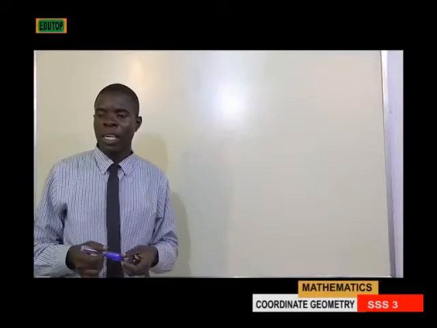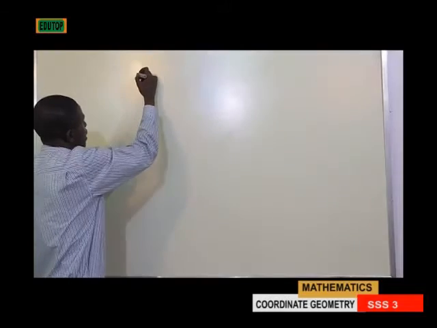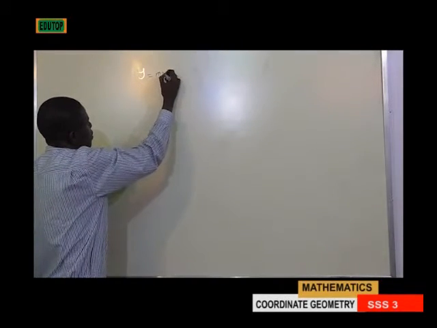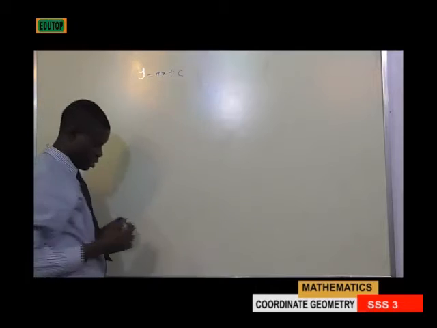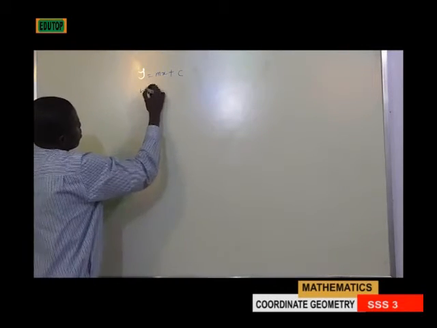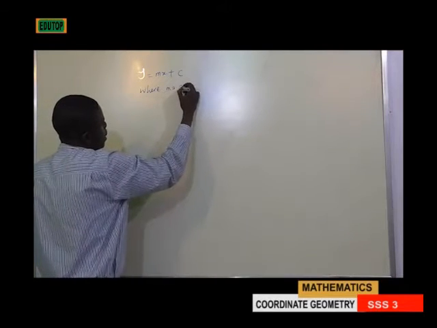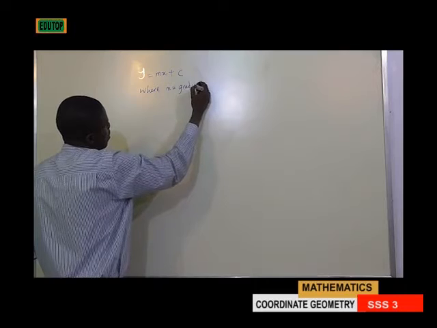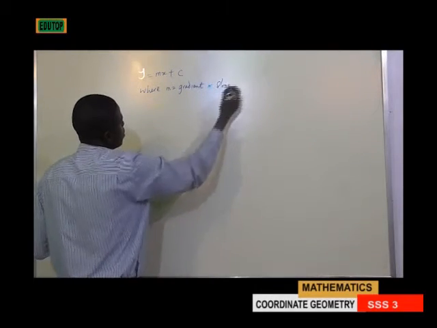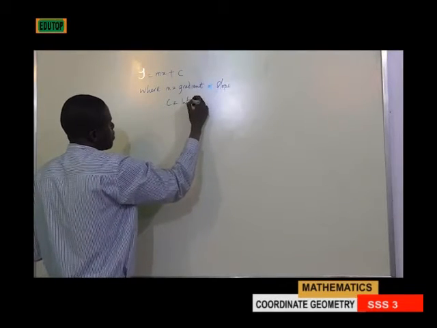The next subtopic here is the equation of a line. You have the equation of a line. The model is y equals mx plus c. This is the model of the equation of a line, where m is the gradient or slope, and c is the intercept.